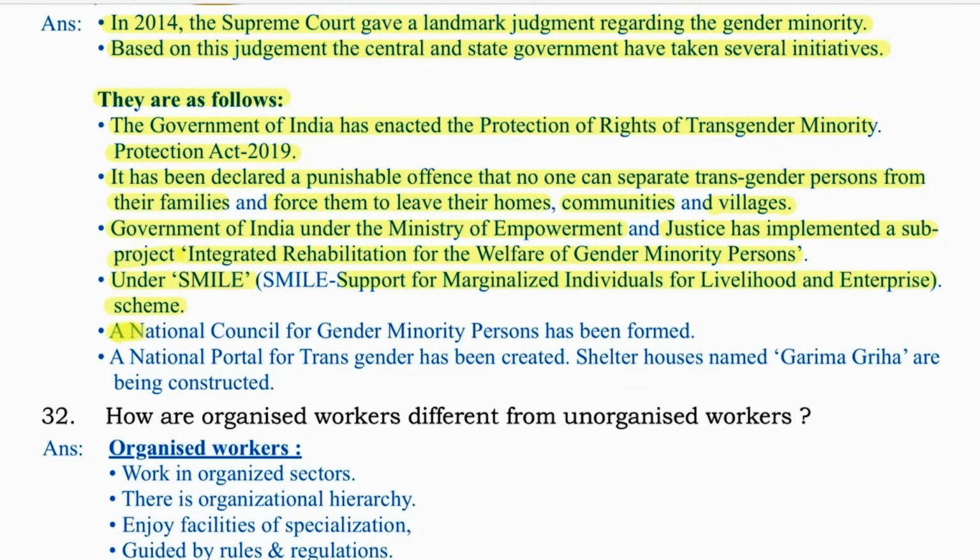Under this scheme, a National Council for Gender Minority Persons has been formed. A national portal for transgender persons has been created. Shelter houses named Garima Greh are being constructed.